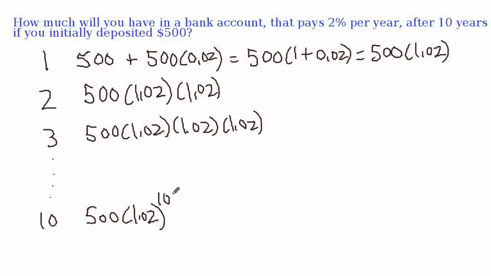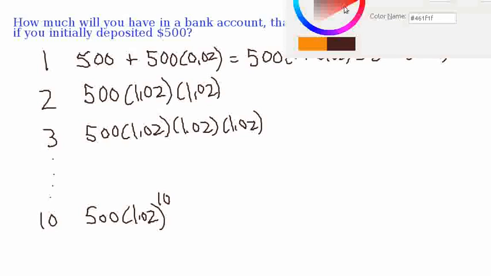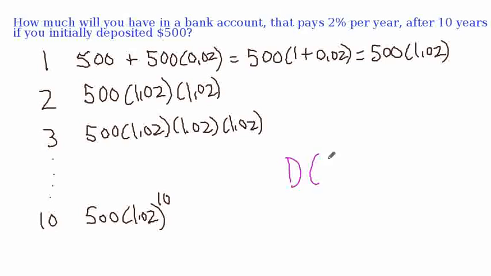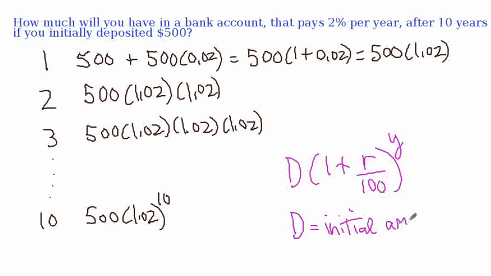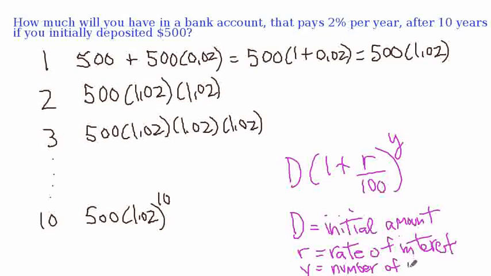So the exponential function that you want, putting it in a general form, is D times (1 plus R divided by 100) to the power Y. This will give you how much money you have if D is the initial amount you started with, R is the rate of interest, and Y is the number of years that have passed. And this is the general form that you would get if you worked out other numbers similarly. Okay? So let's use this immediately in another example.